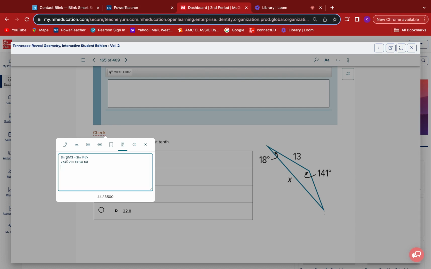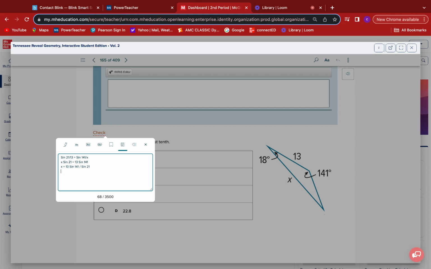Well, listen, you guys, the opposite of multiplying is to divide. So I'm going to divide by the sine of 21 over to this side. 13 sine 141 divided by sine 21. And I'm going to grab a calculator and put all this in. So 13 sine 141, and on the bottom, sine 21.